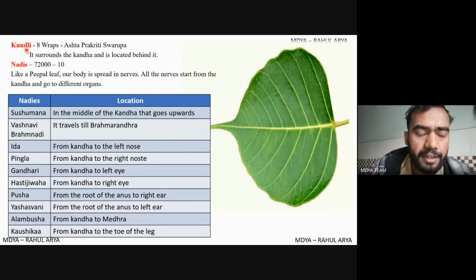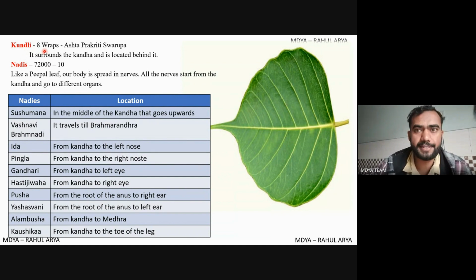Next, the discussion about the Kundalini. It is also highlighting that eight coils, eight reps, Kundalini, Ashta Prakriti Sarupa we call here. It surrounds the Kandha and is located behind it. It is the exact location of Kundalini according to the Trisikhi Brahmana Upanishad.